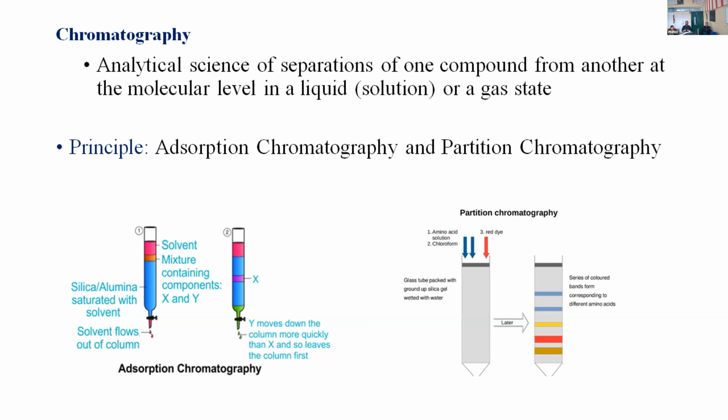The different degree of distribution, or different degree of solubility, of compounds in both the mobile phase as well as the stationary phase makes a different rate of movement throughout the column, and further it leads to the separation. As in the example here, a solution of amino acids is added to the column. The column is packed silica coated with water, and the mobile phase is chloroform. So all the amino acids were separated as per their distribution between water and chloroform. So this is the basic principle of chromatography.